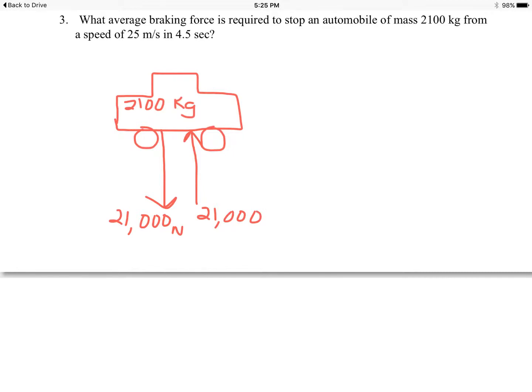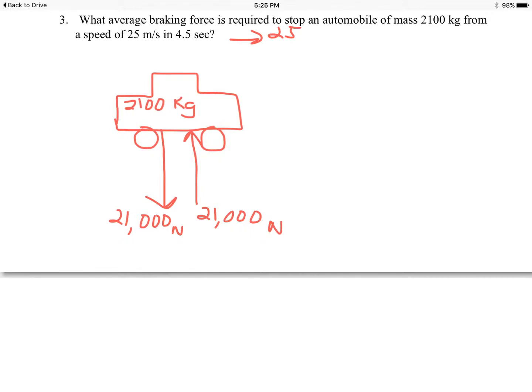Unlike the elevator in the previous problem, which was suspended in the air, this is a car sitting on a road. It's going to be supported, like the boxes were supported, by a 21,000 newton force. But those forces will not play into this problem, even though I drew them as part of the diagram. They're going to cancel. They do not cause any kind of acceleration. Now, the car is moving to the right, doesn't really matter which way it's moving, with a speed of 25 meters per second, and we want to stop the car.